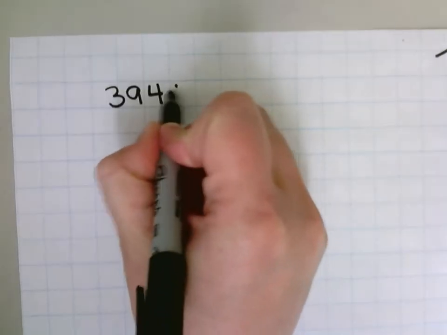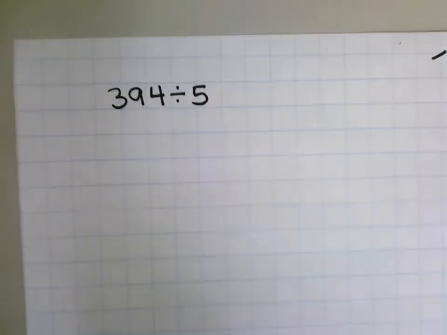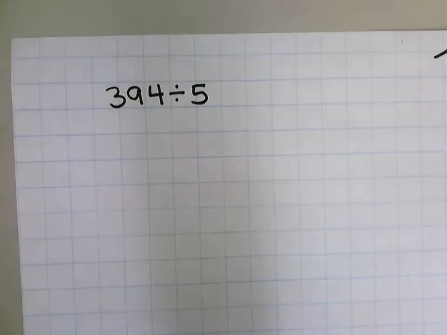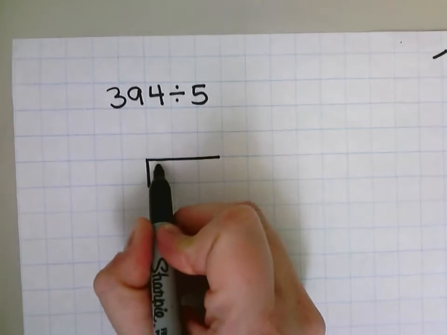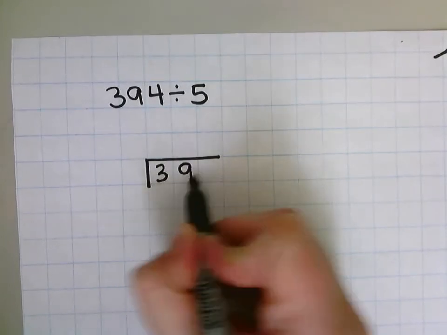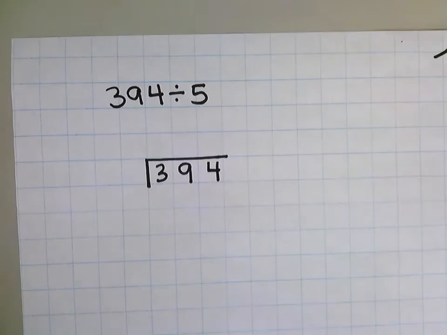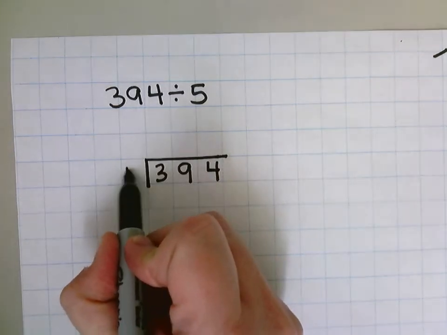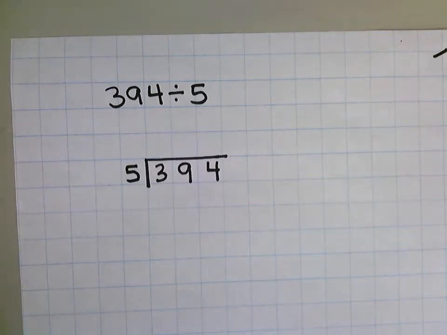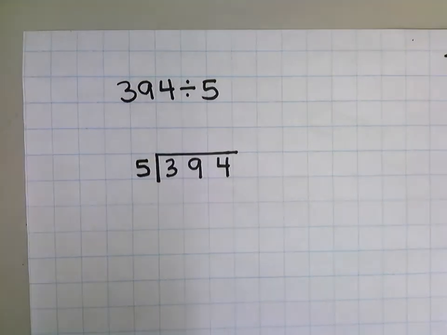394 divided by 5. So I'm going to rewrite that problem out as a long division problem. 394, I put each of my place values in its separate box, divided by 5. My 5 out here outside of the box. Okay, so now I'm ready to divide.